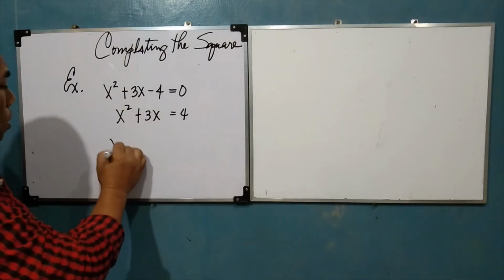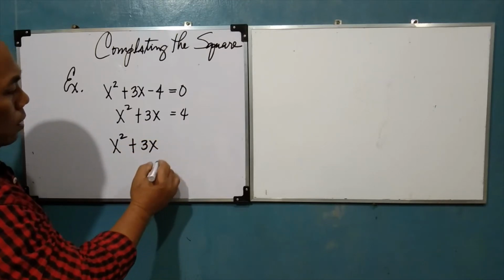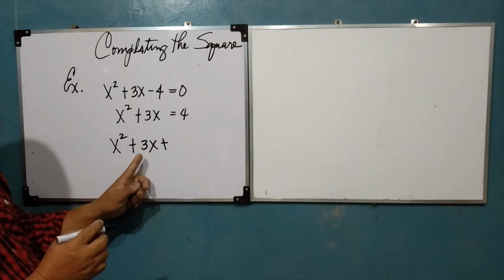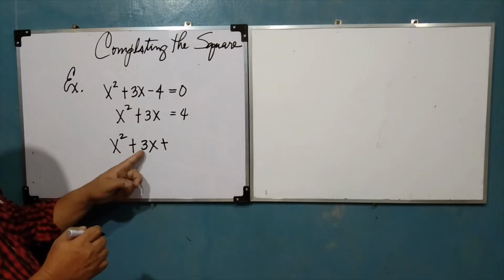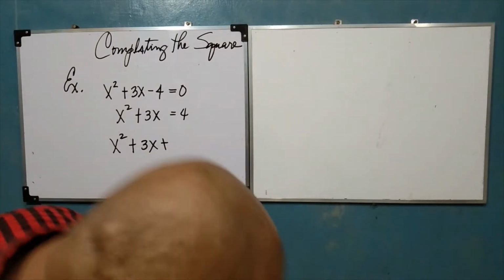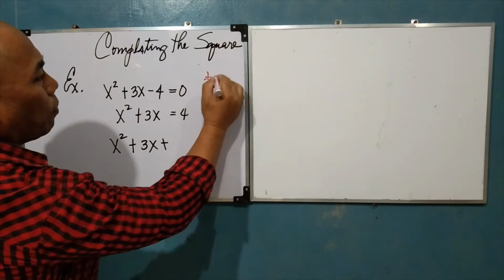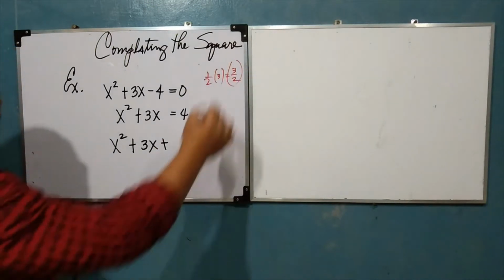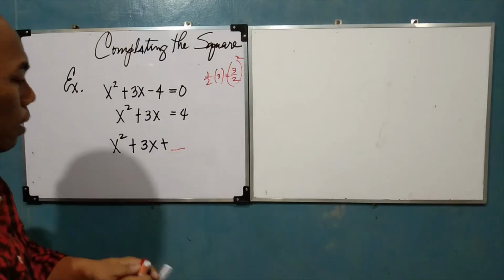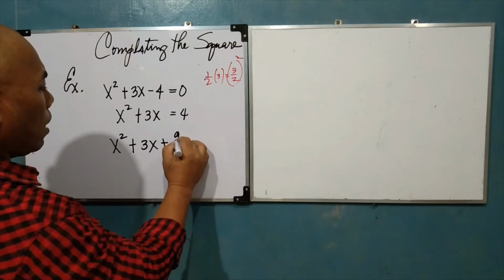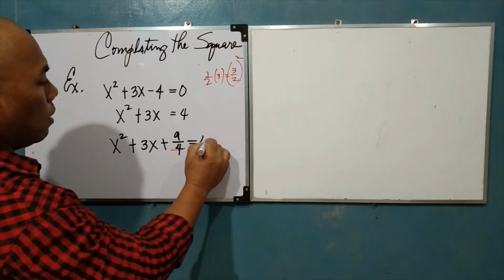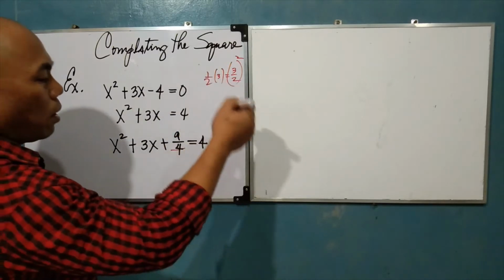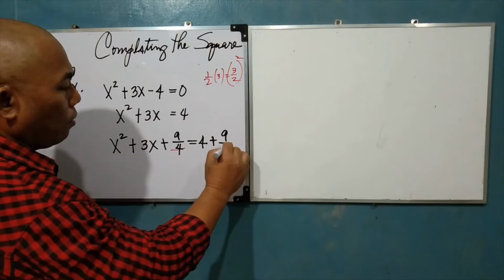Okay, so how are we going to do it? So we have to write x squared plus 3x. What you will add here at the left side is just the second power of 1/2 of the numerical coefficient of the x term. So our b here is 3. So 1/2 of 3 is equal to 3 over 2. Then you raise this to the second power. That will be added right here. So you will have 9 over 4 equals 4. Now, remember, you added the left side by 9 over 4, so you have to add also the right side by 9 over 4.